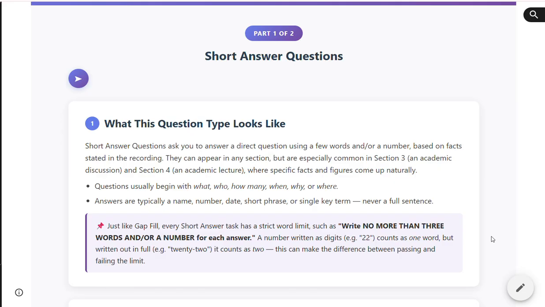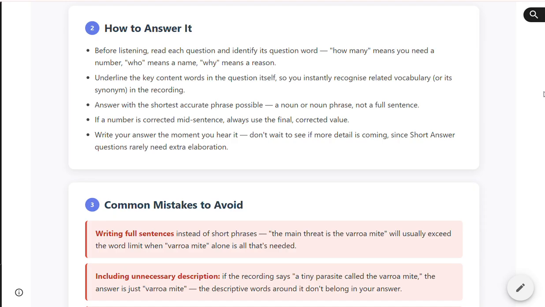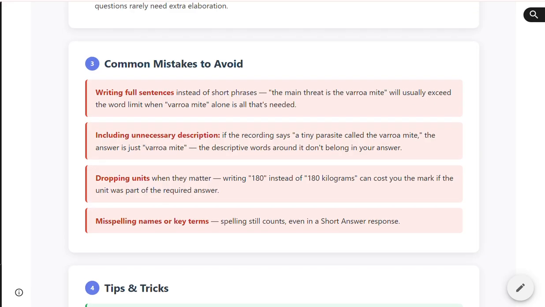Now, the mistakes. The biggest one is writing a full sentence when a short phrase was needed, which almost always breaks the word limit. Close behind that is including unnecessary description. If the recording calls something a tiny parasite called the varroa mite, your answer is just varroa mite, not the descriptive words around it. Also watch for dropping a required unit, writing 180 instead of 180 kilograms, and for misspelling names or key terms, because spelling still counts here.